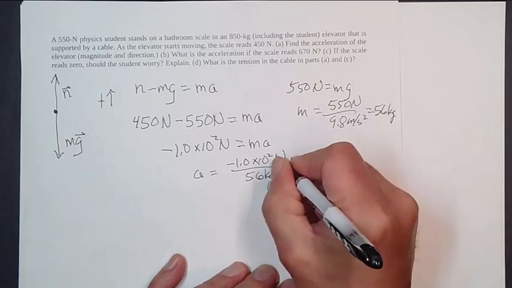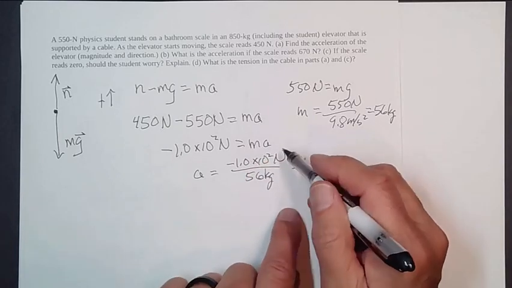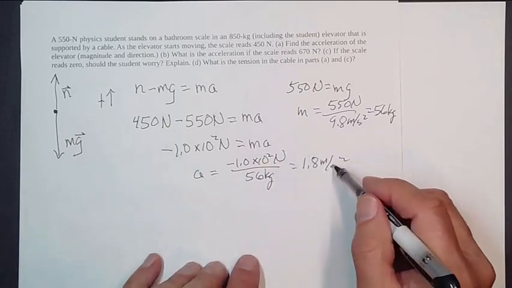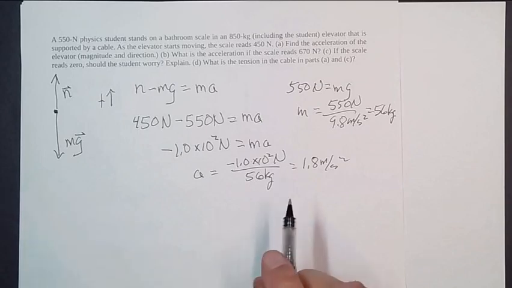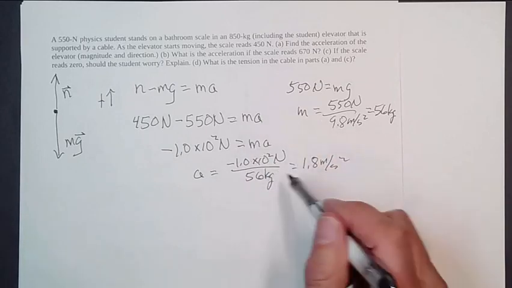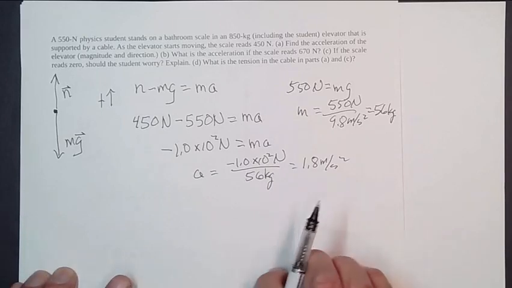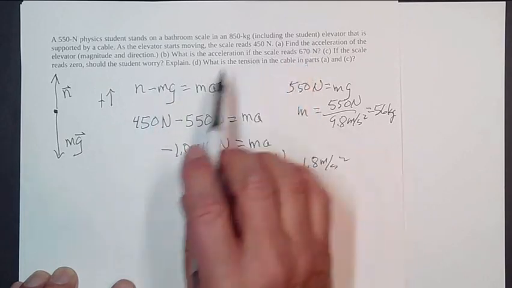And again, a newton divided by a kilogram. A newton is a kilogram meter per second squared. The kilograms divide out and you get meters per second squared. Be thinking about that all the time and always be writing down the units with things. Okay, I guess that was part A.